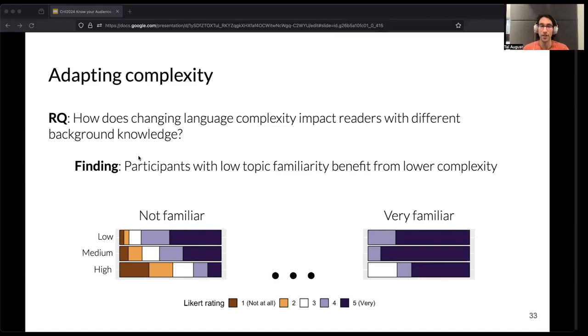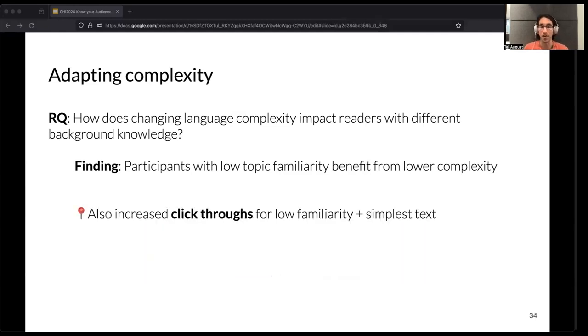And we see the same trend for our other reading experience measures, so how valuable participants found the information, how interesting they found the summaries. And we also saw this for participant click-throughs. Participants with low familiarity clicked through, so requested the original article, more often when they were presented with the lowest complexity text compared to higher complexity text.